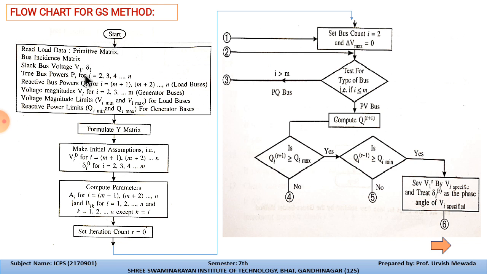And consider the slack bus voltage, because the slack bus is considered as the initial bus. That is V1 and the power angle, or we can say excitation angle, delta 1, and the bus power Pi, where i stands for the buses except the slack bus, so i is equal to 2 to n. So we have the bus power. This is the active power, and now the reactive power of the bus.